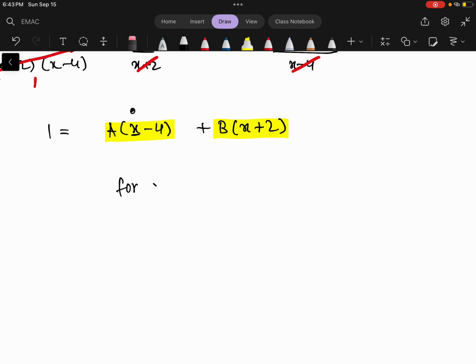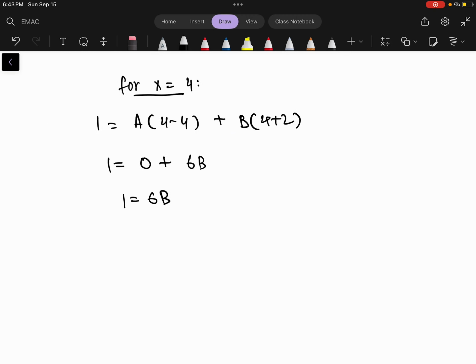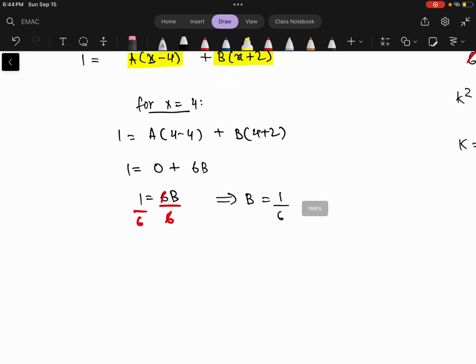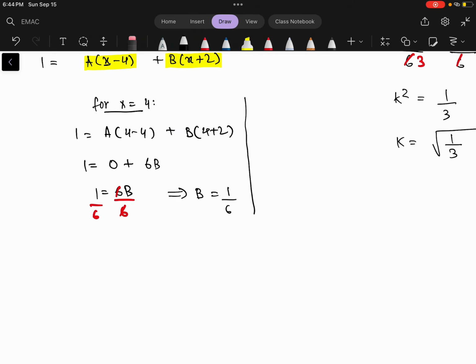So for x equals 4, 1 would be equal to a into 4 minus 4, which is 0, plus b into 4 plus 2. So 1 is equal to 0 plus 6b. So 1 is equal to 6b. We're going to divide both sides by 6. So the 6's cancel out, and we're left with b is equal to 1 over 6.